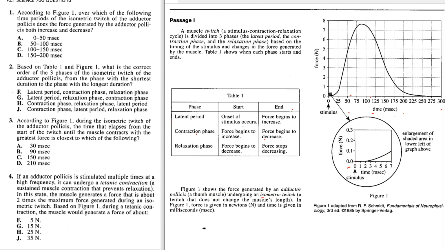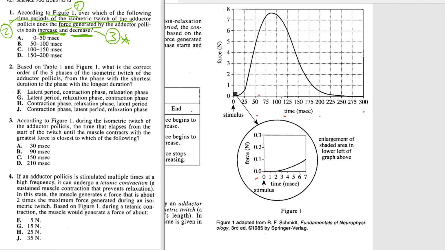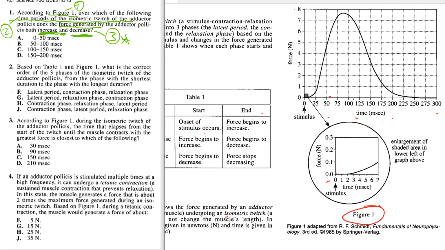Alright, so we're doing our step by step. Step 1 will be to find figure 1. Over which of the following time periods of the isometric twitch, so that'll be number 2, we're looking for a time period, and then we're looking for the time period when the force generated increases and decreases, and that gets a little asterisk because that's our answer. We have to find when it increases and decreases. Right, so figure 1, I'll enlarge it here. So we do step 1, we've found it.